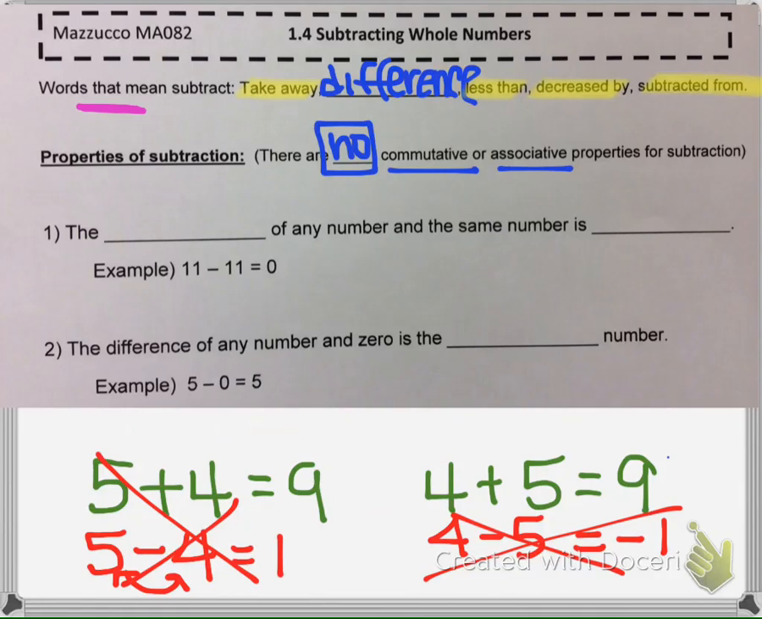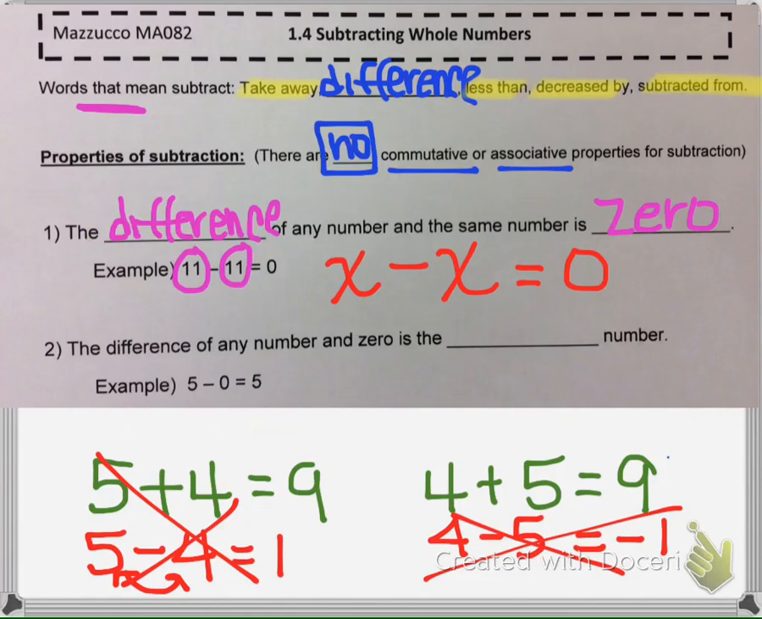The first one is the difference. If we subtract any number, so let's say we take 11 and the same number, 11 again, and subtract them, you always get 0, no matter what. The same thing with variables. If we take x and we take x away, it's still 0. We'll use that in our later chapters when we deal with variables.